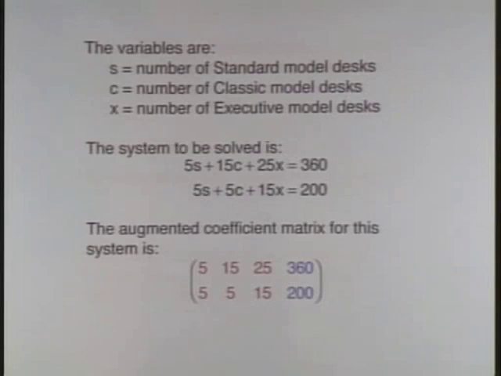The variables are S equals the number of standard model desks, C equals the number of classic model desks, and X equals the number of executive model desks. The system to be solved is 5S plus 15C plus 25X equals 360, 5S plus 5C plus 15X equals 200. So the augmented coefficient matrix for this system is, using coefficients on the left and the constants on the right, we have row 1, 5, 15, 25, 360, row 2, 5, 5, 15, and 200.